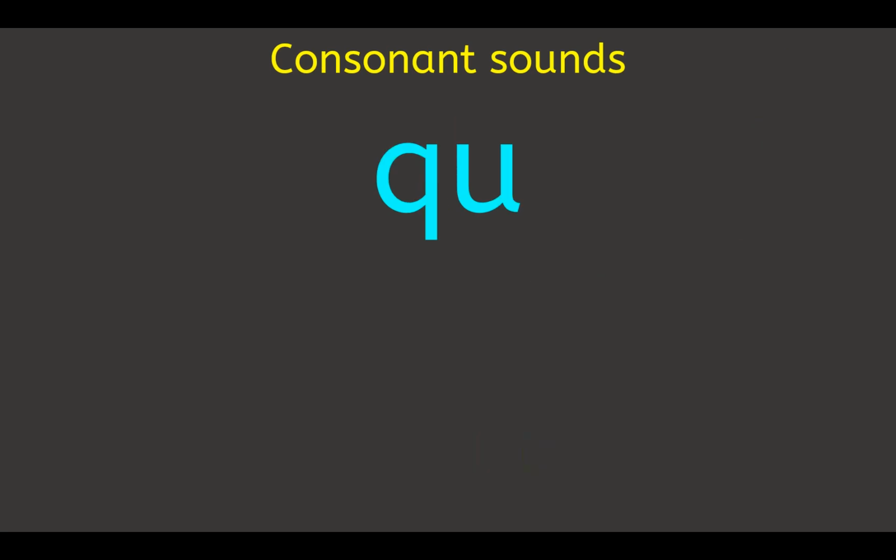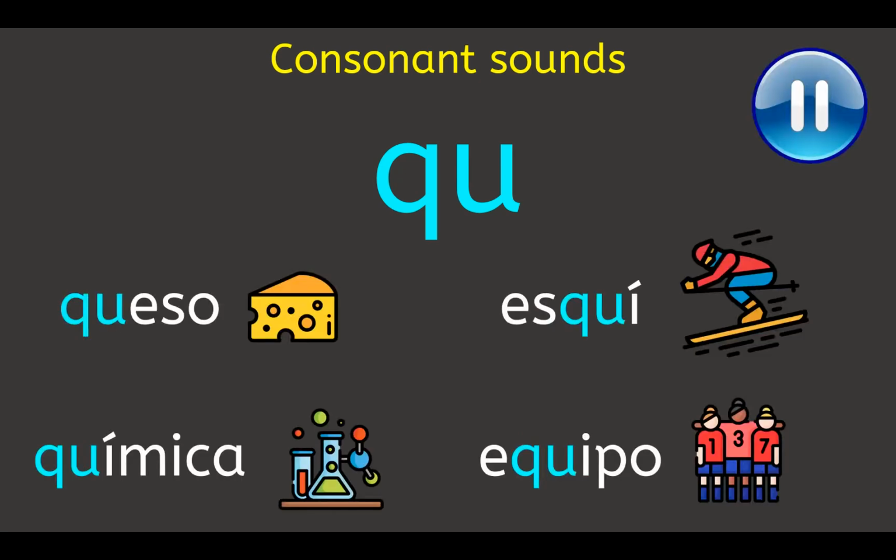In English, a Q and a U makes a qu sound. If we want to make a qu sound in Spanish, we need to use a C and a U. In Spanish, a Q and a U makes a k sound, like a letter K. Pause the video and try these k words out loud.